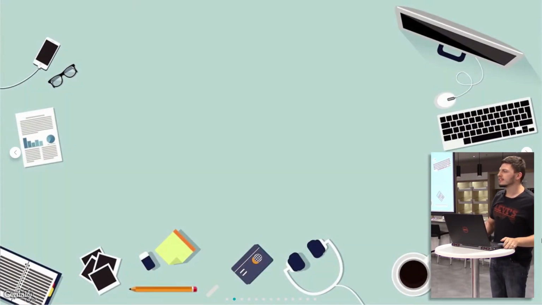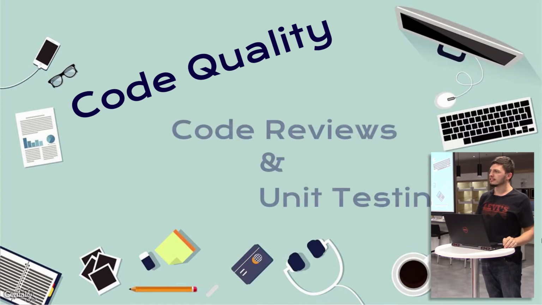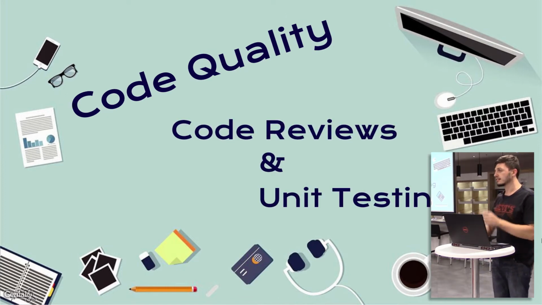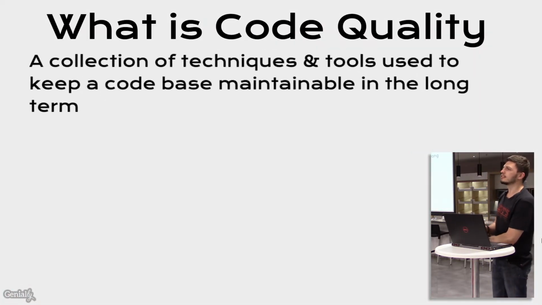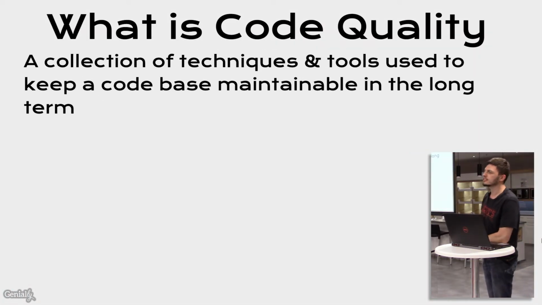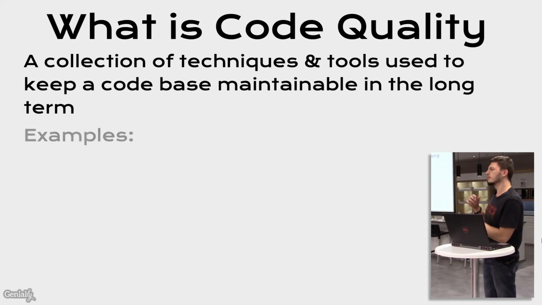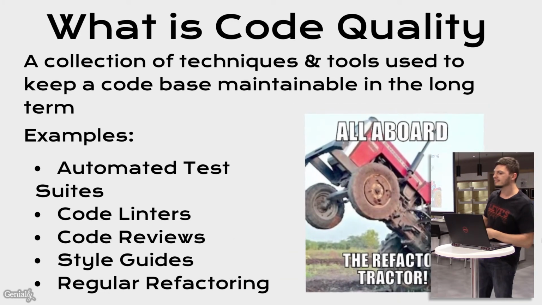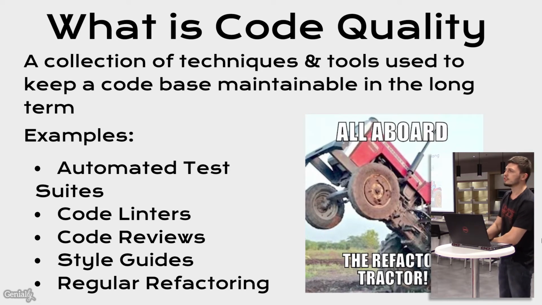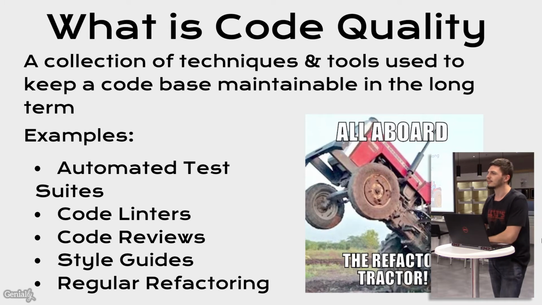Okay, so today my topic is going to be about code quality with a specific focus on code reviews and unit testing. So moving on, what is code quality? For me personally, I think it's a collection of tools and techniques used to improve the quality of your code to the point that you can maintain it for a longer period without having to cry every time you look at it. So some of the tools that you can use for that are automated testing, linters, code reviews, and well, the rest is on there. And obviously refactoring, quite important every now and again.